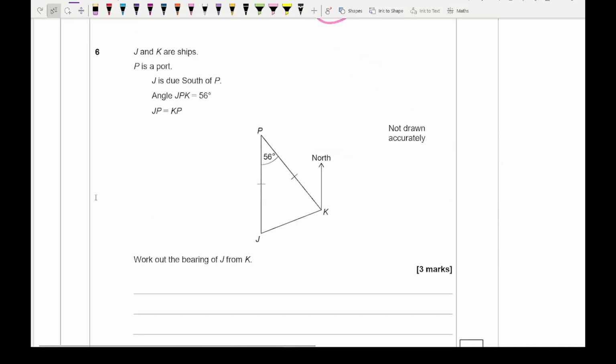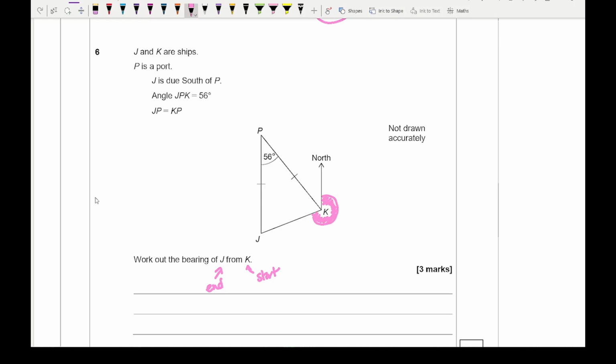Then for question 6, it says J and K are ships, P is a port and J is due south of P. Angle JPK is 56 degrees, JP is equal to KP, and the question is asking us to work out the bearing of J from K. So K is our starting point and J is our end point. It's always good with these bearing questions to mark what it is you're actually trying to find. So what I'm trying to find is this bearing here, which as you can see is a reflex angle. So I'm looking for a reflex angle.